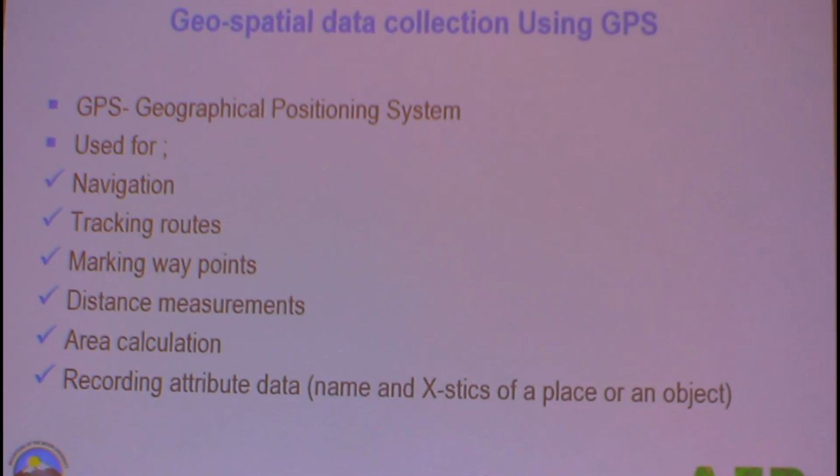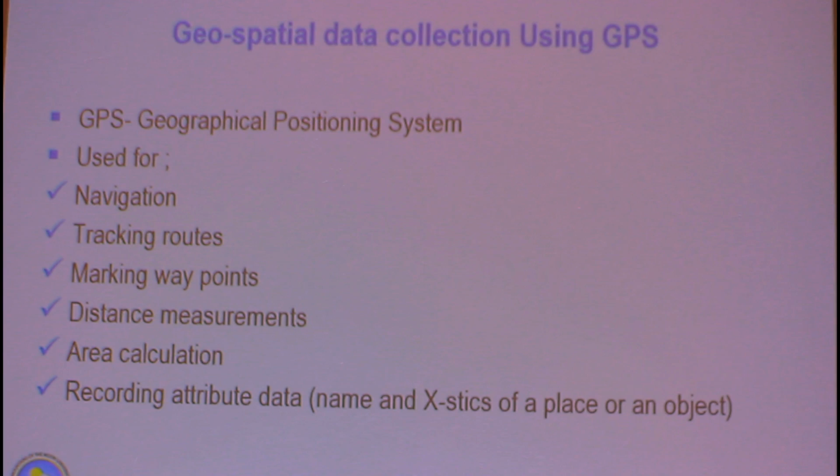You can use a GPS to collect this data, and when you take those points, they are the ones we refer to as waypoints. It can also be used in calculating distances in the field and area calculations. For example, if you are measuring the size of land, you can use a GPS, but also for recording attribute data. That's the beauty with GPS. It does not only record the locations, but it allows you also to record or input attribute data.